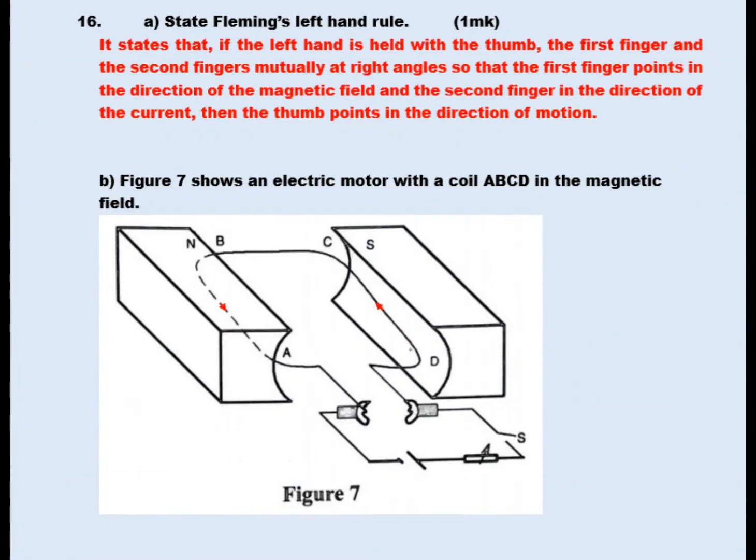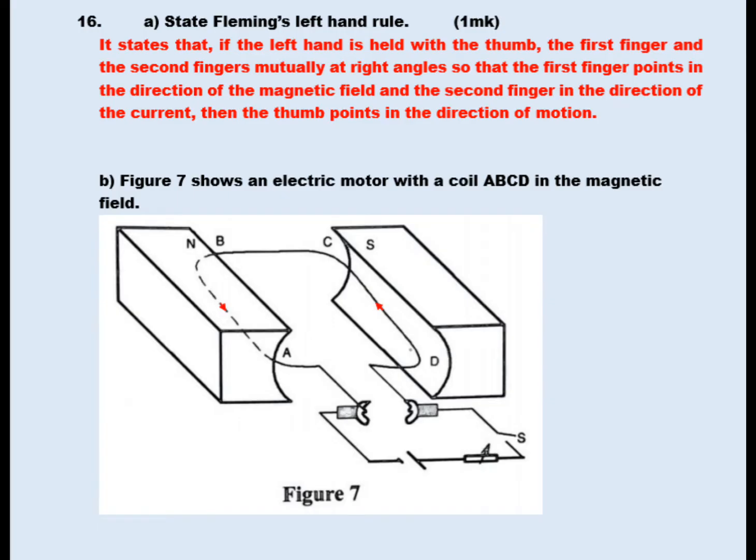Question 16. State Fleming's left-hand rule. It says that if the left hand is held with the thumb, first and second fingers mutually at right angles, so that the first finger points in the direction of magnetic field, second finger in the direction of the current, then the thumb points in the direction of motion.